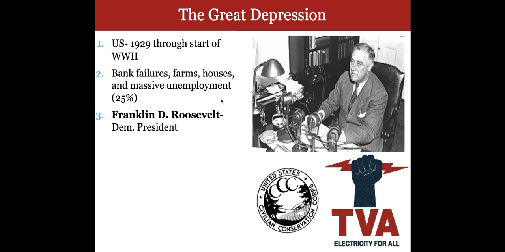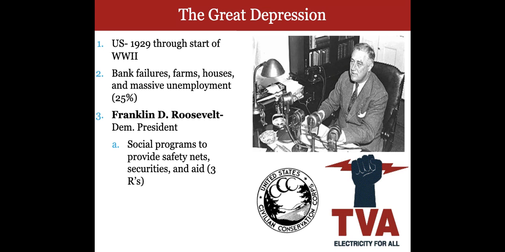FDR was voted into office. He was a Democratic president. This was a huge change from the 1920s of three Republican presidents. He developed many social programs to try to provide relief, recovery, and reform to different facets of American society. So, reforming practices so that wouldn't happen again, and creating organizations and bodies to help get Americans back on their feet.